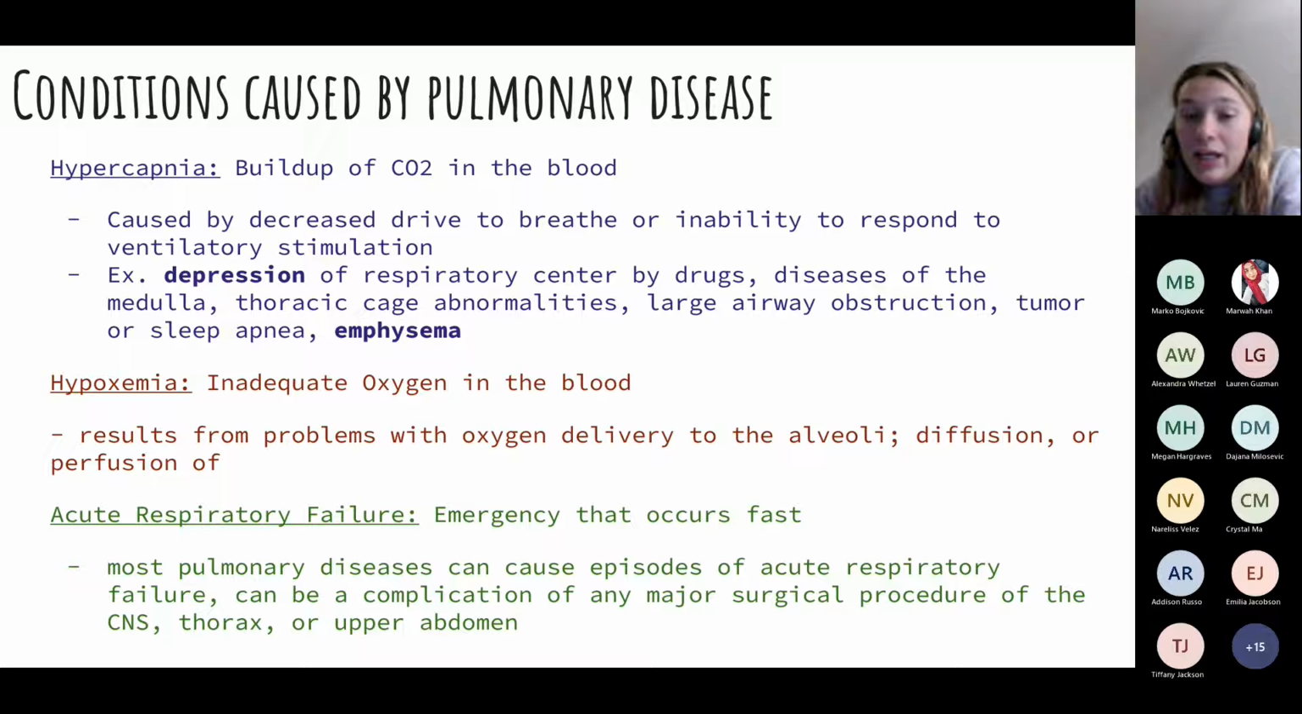ARF is pretty common. It is a medical emergency. Any patient that has any sort of pulmonary disease is at risk for acute respiratory failure. It can be a complication of surgery, but mainly with acute respiratory failure, your patient's been fine, but all of a sudden they're having difficulty breathing and you're starting to see their respiratory rate increase, but their oxygen saturation is going to dip pretty low because they're having a really hard time.